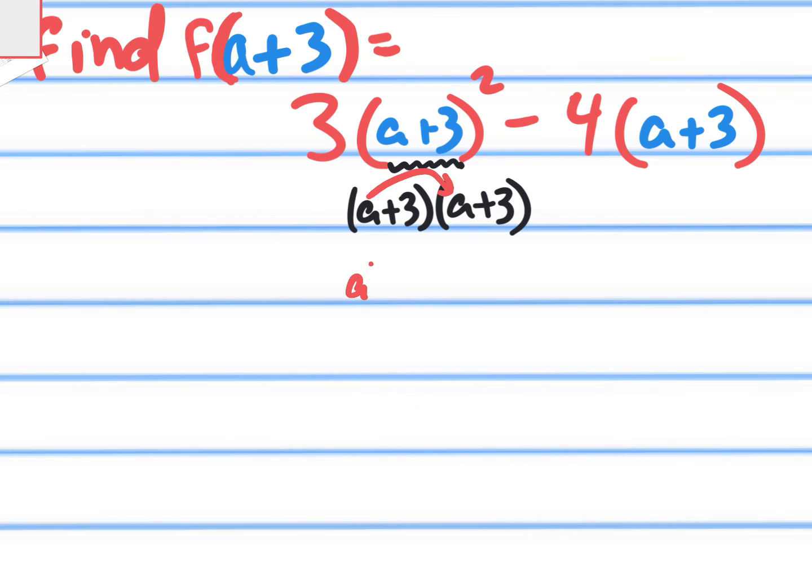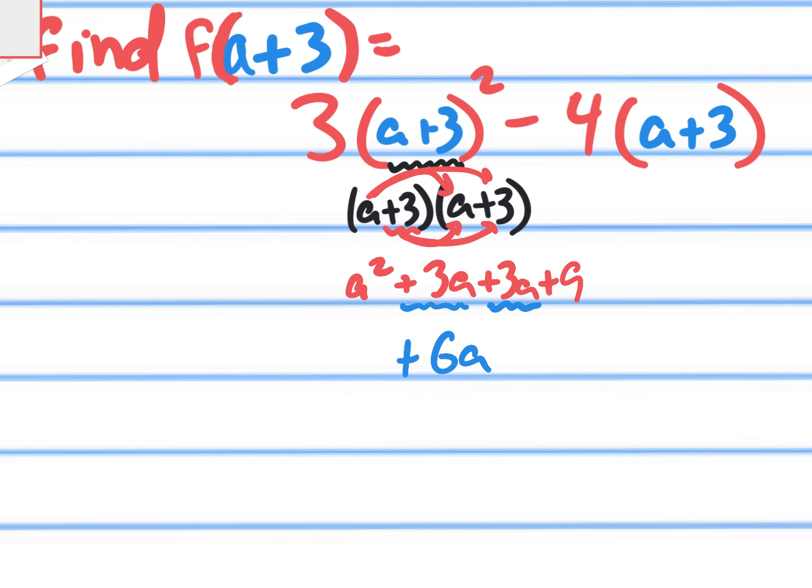A times a is a squared. A times 3, 3a. 3 times a is another 3a. 3 times 3 is 9. We can combine the 3a with the 3a to give us 6a. What about that a squared in the front? Just bring it down. What about the plus 9 at the end? Bring that down. And that, ladies and gentlemen, is barely the answer to this. All right? So that's this in those yellow parentheses, that's barely the answer to a plus 3 squared. I still need a times 3 in the front.